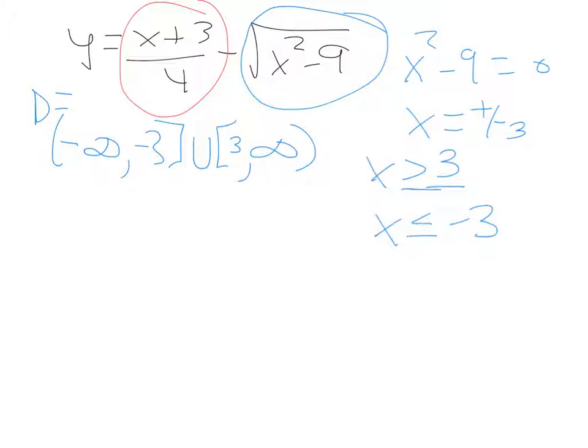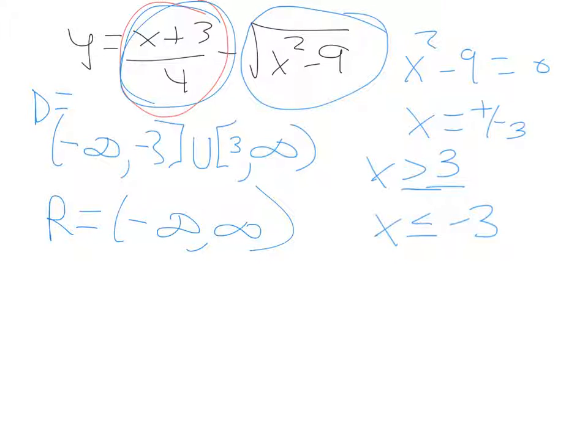But in this case, the other part of the function, the x plus 3 over 4, can be a negative number. So anything that we put in for x will give us any value for y from negative infinity to positive infinity. And so the range is negative infinity to positive infinity, and we use round brackets when we're doing infinity. That's really what we're looking for with domain and range.